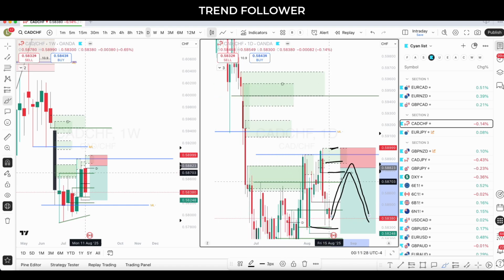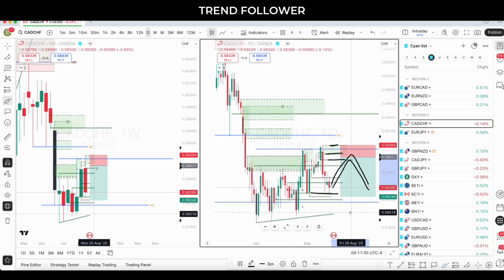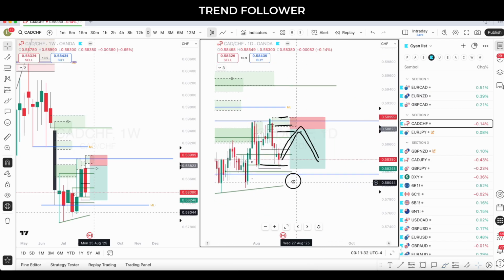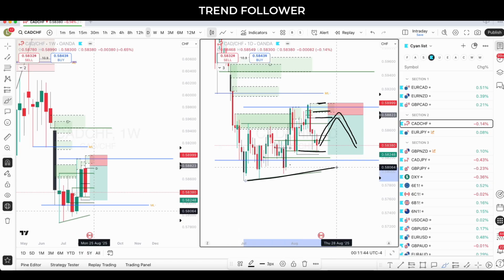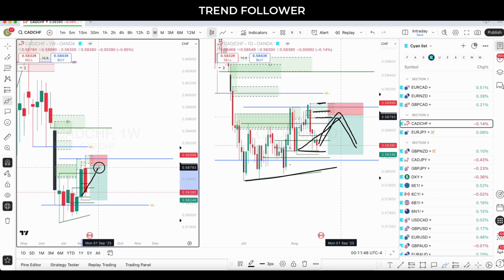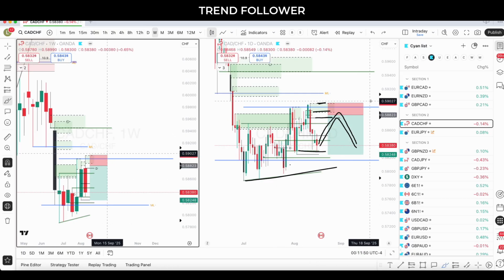I would like to see CAD-CHF doing something like this or something like this, right? I do think there is a possibility. Why I like CAD-CHF is because CHF has been strong this month, not as weak as JPY has been, but CHF can show its colors, and this doesn't seem to me like a good bottom. So I think what can happen is something like this, right?